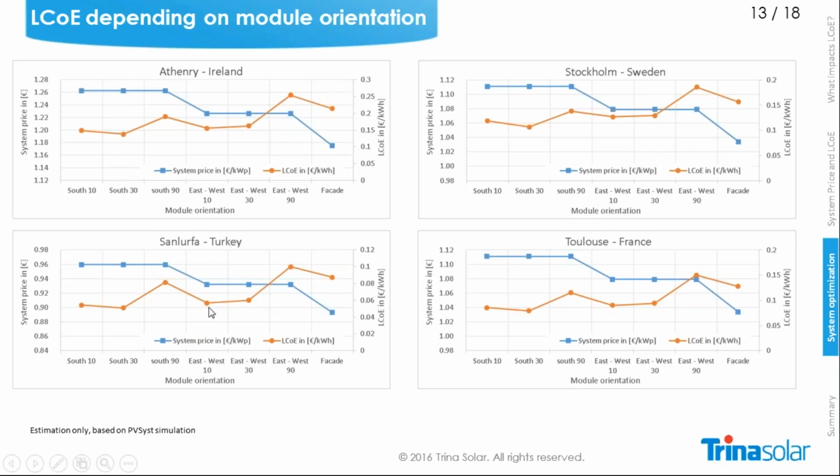And here, from the total level for Ireland, the LCOE is between 15 and approximately 27 cents per kilowatt hour. And in Turkey, which is the location with the highest irradiation, we are between around 5 and a maximum of 10 cents. This results from the much higher irradiation we have in Turkey compared to Ireland, which seems to have quite cloudy weather.